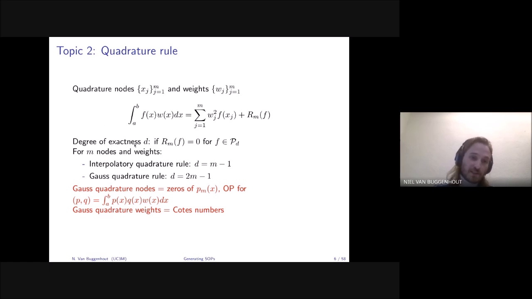The degree of exactness d: we say that a certain quadrature rule has degree of exactness d if this remainder is 0 for every f which is a polynomial of degree d or smaller. So for m nodes and weights, we have what are called interpolatory quadrature rules, which have degree of exactness m-1, and we have Gauss quadrature rules, which have degree of exactness 2m-1.